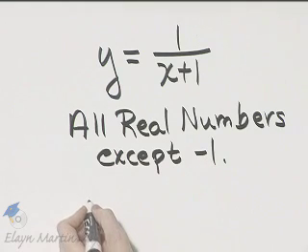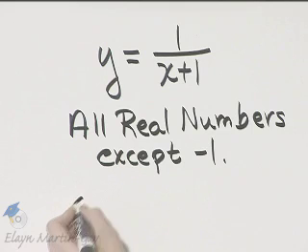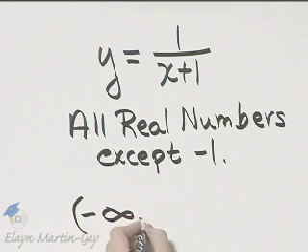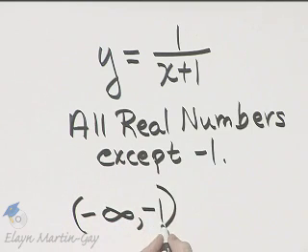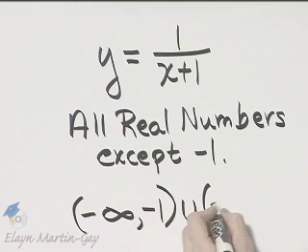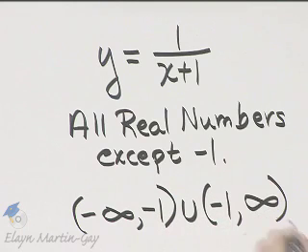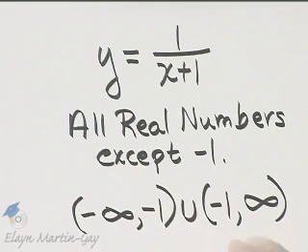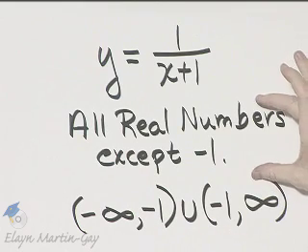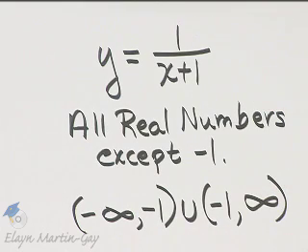We could write it in interval notation as the following: from -infinity to -1 with the parenthesis, union -1 to infinity. This is another way of writing the domain using interval notation. Can you see I have all real numbers here except -1? So this is the domain, and this is just another way of writing the same domain.